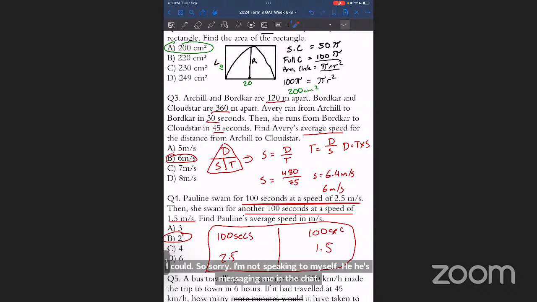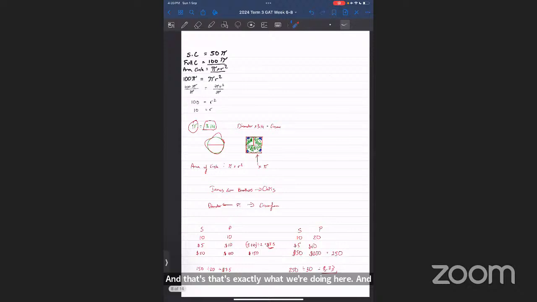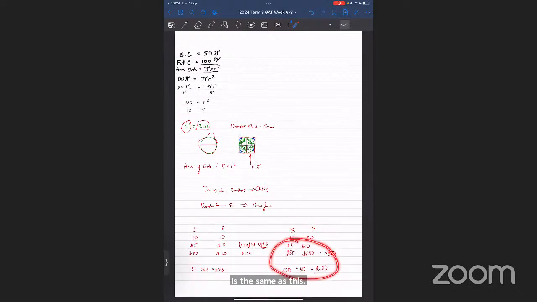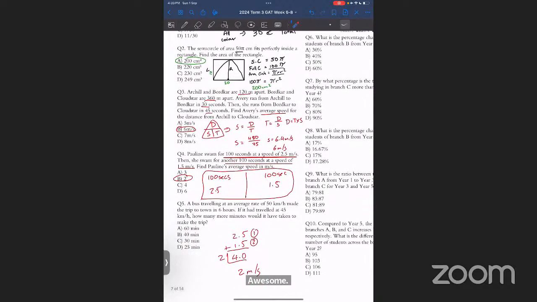So that's exactly what we're doing here. And then we find the average. So this is the same as this, George. So this bottom part here. Do you understand? Awesome. The answer for question number 4 is 2 meters per second.